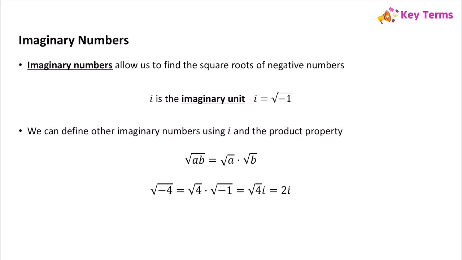So what we can do now is define other imaginary numbers using i and the product property, because if you think about it, you can actually factor the square root of negative 1 out of every other negative square root. So for example, if we have the square root of negative 4, we rewrite that as the square root of 4 times the square root of negative 1. The square root of negative 1 we already defined to be i, and then we just find the square root of 4, which is 2. So 2i is equal to the square root of negative 4.